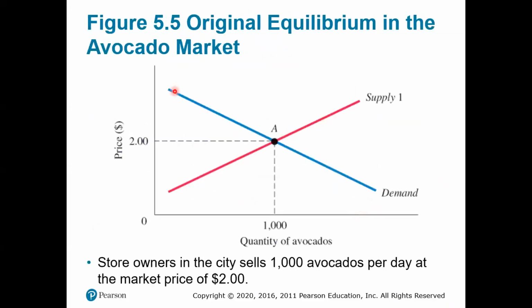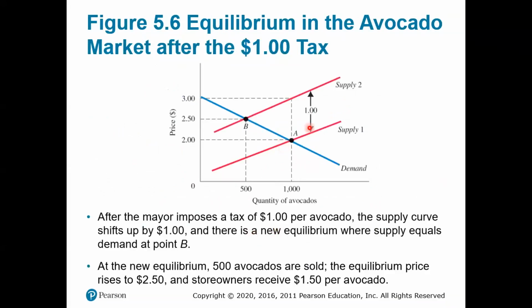Well, here we go. Here's the current demand curve. Here's the supply curve. Current price of an avocado is $2, and there's 1,000 sold a day. Now, when you add a $1 tax, we're just going to shift up the supply curve by $1. So notice the old equilibrium price was $2. But when you shift it up by $1, the new equilibrium price is $2.50. Equilibrium quantity is 500. So you're getting your dollar tax, but you're only getting 500 avocados a day.